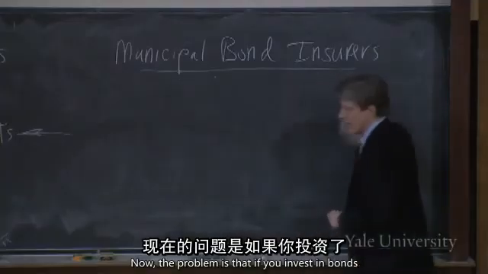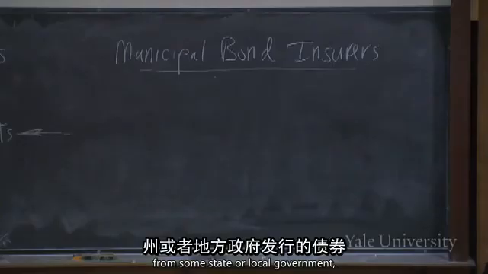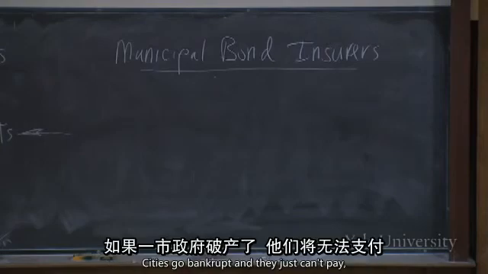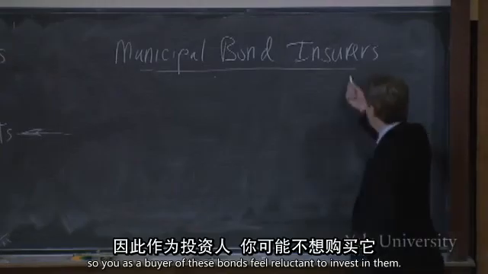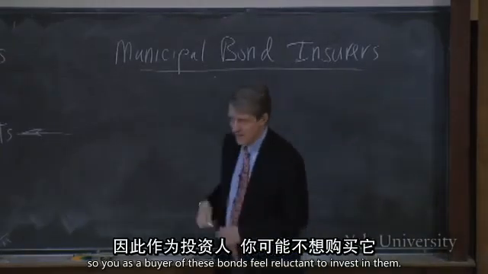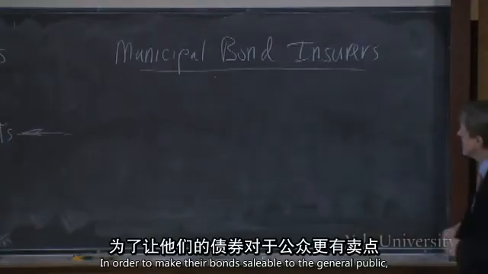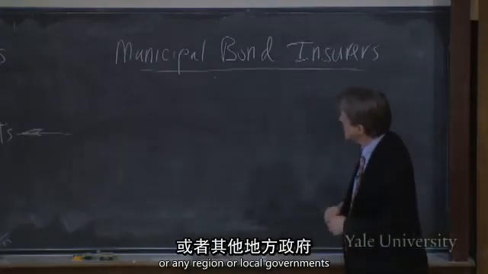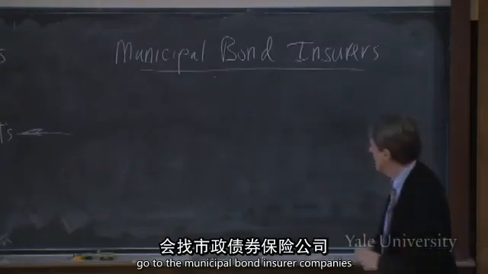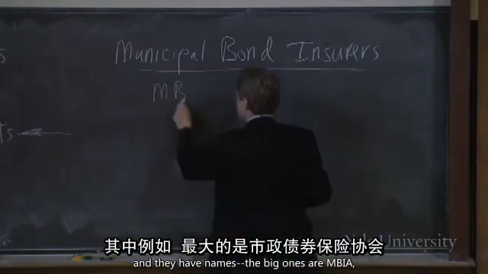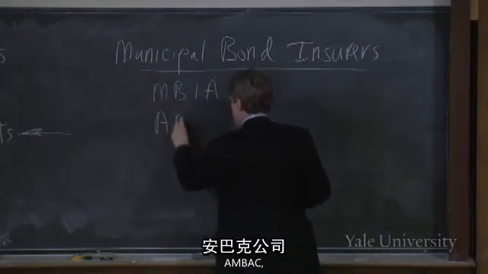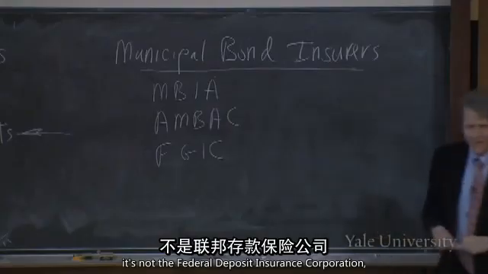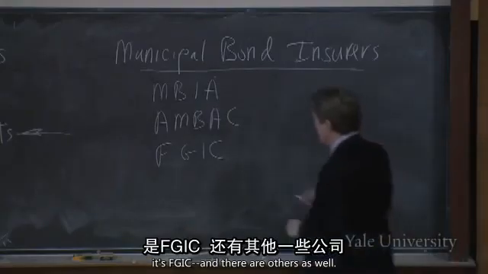Now, the problem is that if you invest in bonds from some state or local government, they might not pay you back. They can just go bankrupt. Cities go bankrupt, and they just can't pay. And so you, as a buyer of these bonds, feel reluctant to invest in them. Okay? So in order to make their bonds saleable to the general public, city and state governments or any regional local governments go to the municipal bond insurer companies. And they have names. The big ones are MBIA, AMBAC, FGIC. That's not FDIC. It's not the Federal Deposit Insurance Corporation. It's FGIC. And there are others as well.